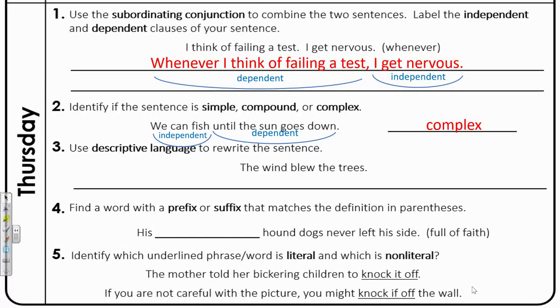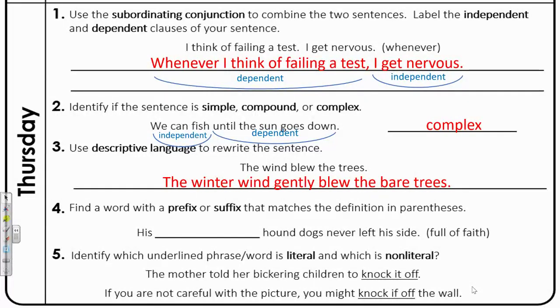Number 3, use descriptive language to rewrite the sentence. The wind blew the trees. I think that's a little boring, so I went ahead and wrote, the winter wind gently blew the bare trees, because there are no leaves on them. Okay, so I went ahead and added those describing words and an adverb in there to make my sentence more descriptive.